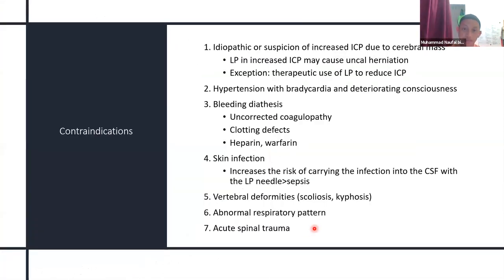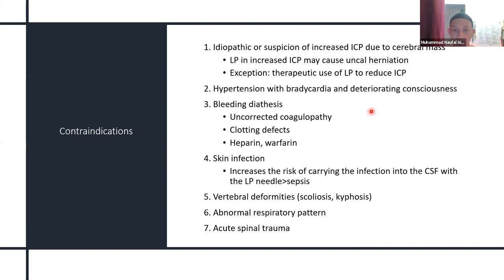For contraindication, first one is contraindicated in suspicion of increased intracranial pressure due to cerebral mass. Lumbar puncture in increased ICP can cause brain herniation. This is accepted in therapeutic use of lumbar puncture to reduce the intracranial pressure. So usually before lumbar puncture, neuroimaging has to be done to identify any cerebral edema or any space occupying lesion.